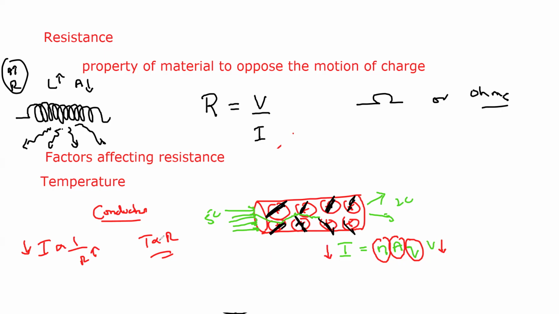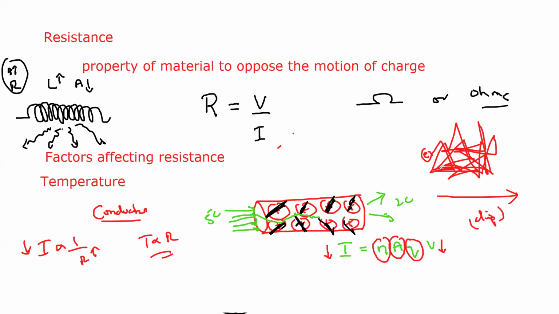For a conductor, how is the drift speed decreasing? Say this is an electron, it's moving. As the temperature increases, it moves more randomly. More random motion means less displacement, and less random motion means greater displacement. This electron is colliding with the lattice, so it's not able to cover more distance in the same time interval. So the drift speed decreases.